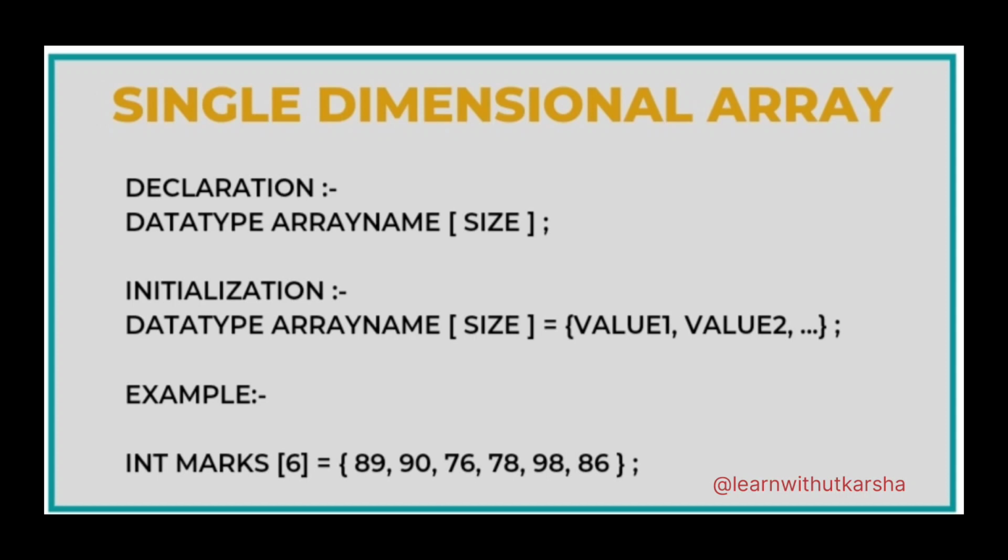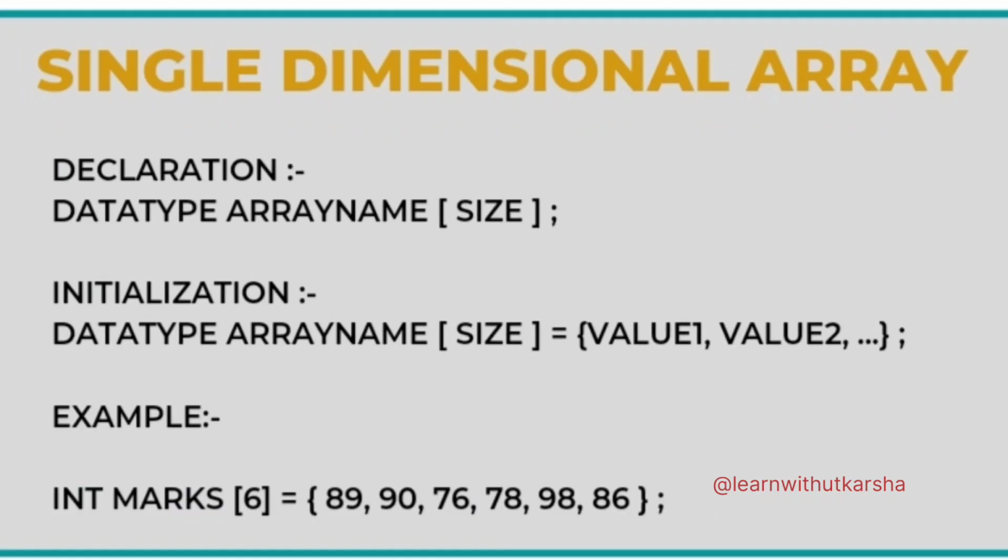Okay, so let's see the initialization. To initialize an array, we need to assign the values according to the size whatever we have declared. So let's see, data type, then array name, then size of the array in square brackets, then we will give the equals to sign to assign the values to the array, right? In curly braces we have to assign the values to the array. Let's see the example of it.